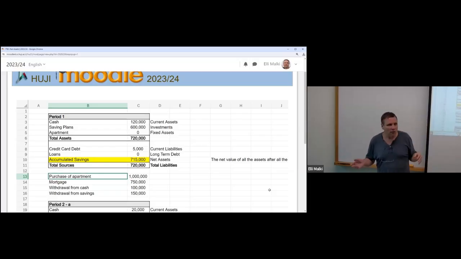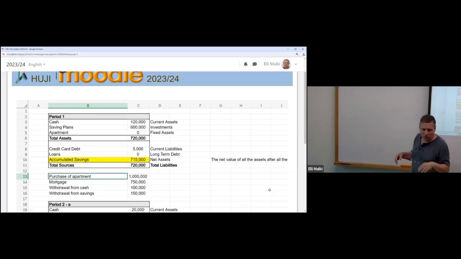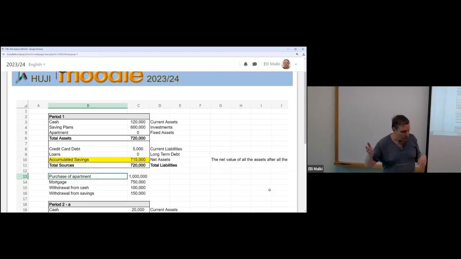Then we have different kinds of saving plans, pension funds, etc., long-term saving that will be referred to as investments in the terminology of the financial statement, and saving in our personal language. Right now, we don't have any apartment, we live in a rented space, but we want to buy an apartment. But right now, the apartment is zero. So altogether, our total assets, the sum of cash and saving plans, are 720,000, whatever, shekels, dollars.